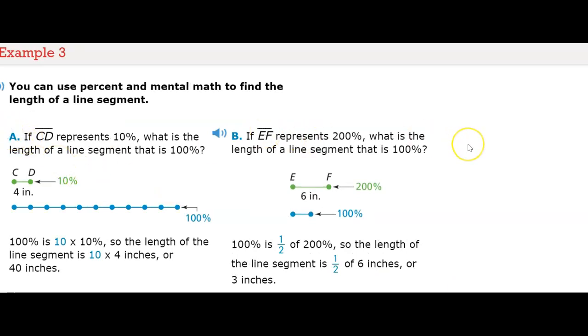Part A. If length of segment CD represents 10%, what is the length of a line segment that is 100%? We did this together already. Part B. If length of segment EF represents 200%, what is the length of a line segment that is 100%? And we did this one together, so they're just explaining it again.